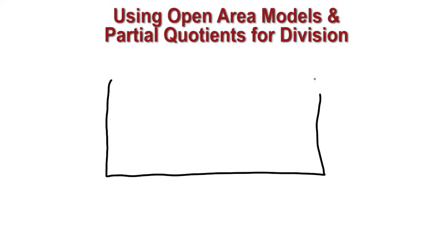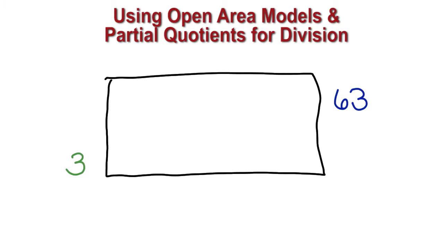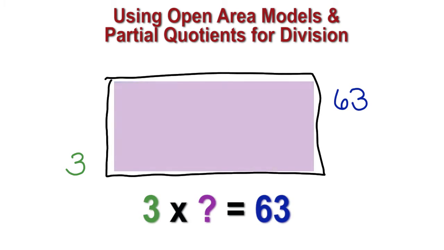Let's use the open area model to solve 63 divided by 3. The dividend or total is 63, and we place it to the right of the rectangle. We want to divide 63 into 3 equal groups, so 3 is the divisor. We know that 3 times our quotient will be equal to 63, so 3 is the divisor and is also a factor of 63. We solve to find the other factor or quotient.